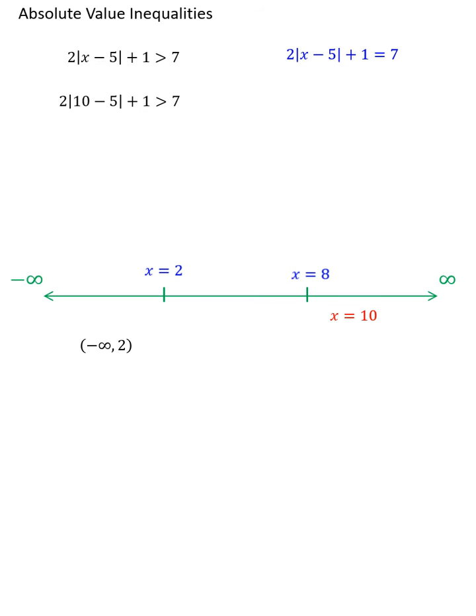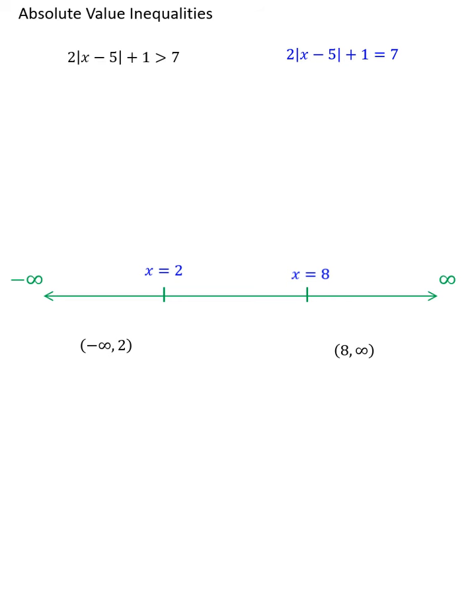Now again, I did my work on scratch paper, but the left side works out to 11. And 11 greater than 7 is in fact a true statement. Well, what does that mean? That means that 10 is a solution. But if 10 is a solution, we can conclude that so is every number 8 through infinity. And so I can say with certitude that all numbers between 8 and infinity are solutions to this problem as well. So what have I deduced so far?